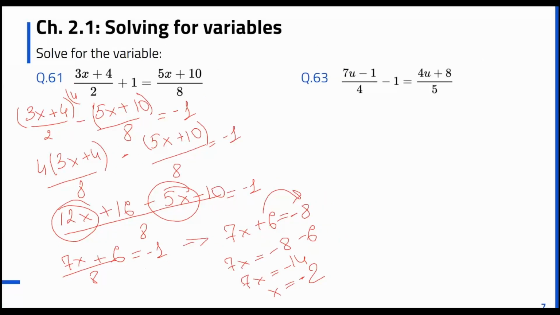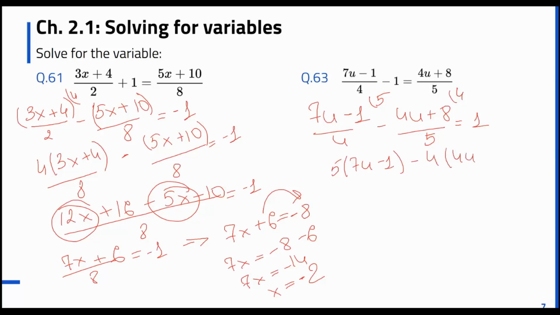So let's check the second equation. Let me bring this. Okay. Here we follow this same procedure. All our variables to the left side. So 4 and 5 have common denominator 20. So here we can multiply by 5. Here we can multiply by 4. So we have 5(7u minus 1) minus 4(4u plus 8) divided by 20 equals 1.